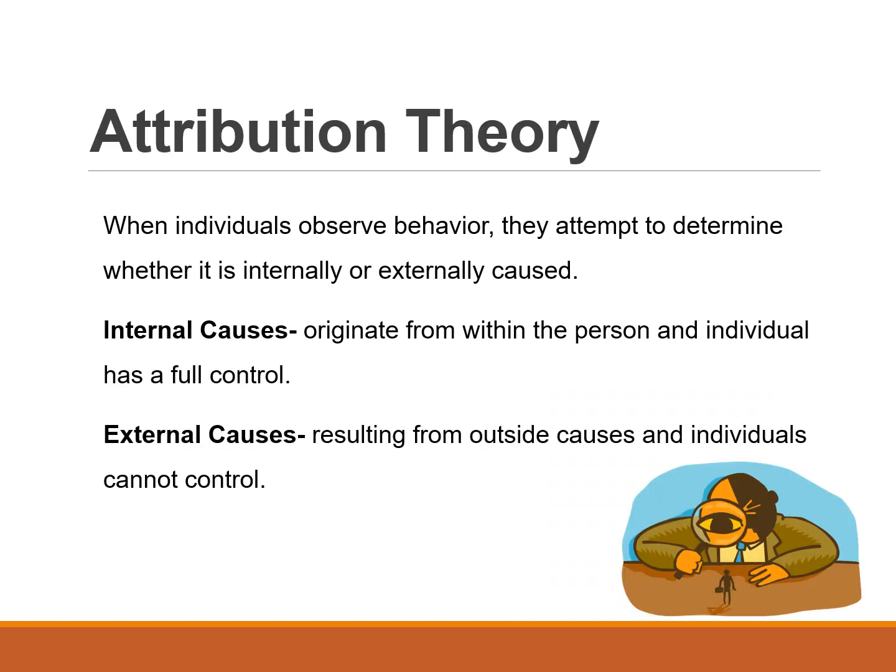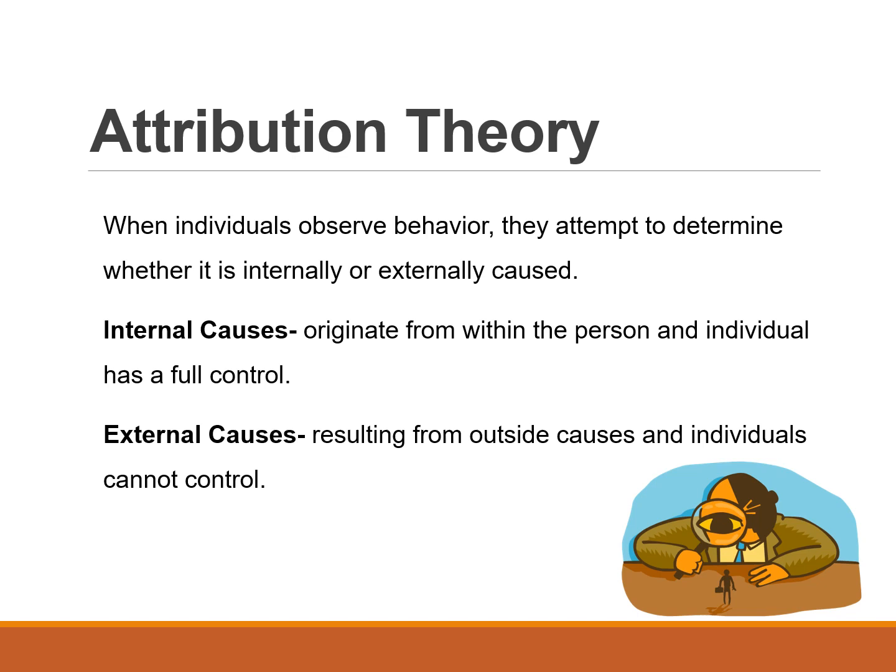And the next one is attribution theory. It is a basic theory that comes under perception. So we always try to explain the behavior of other people around us. And we always try to explain the behavior of others based on internal factors and external factors.